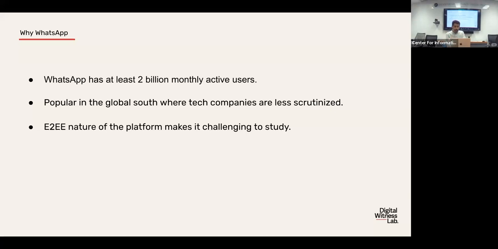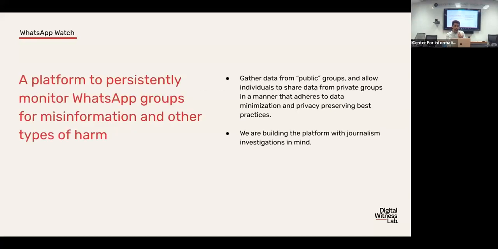So yeah, popular in the Global South. I'm from India. I've seen firsthand the effect of what journalists there call WhatsApp University and the steady drip of disinformation and hateful content that comes through it. And recently there are these elections coming up in India. Okay, I'll get to that in a second. So we're trying to build a platform to persistently monitor WhatsApp groups, misinformation and other types of harms.